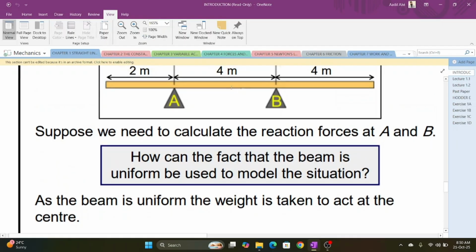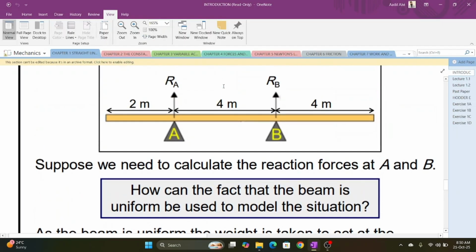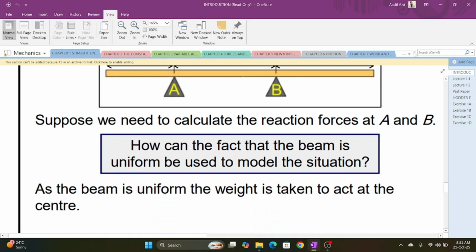So let's say there are three forces in total. One of them is a reaction force acting on the rod from A. Another is the second reaction force acting on the rod at B. And then we have the weight of the rod itself. So where is the weight of the rod acting? That will be exactly at the center. And how do we know that it will be exactly at the center? From this, that the rod is uniform.